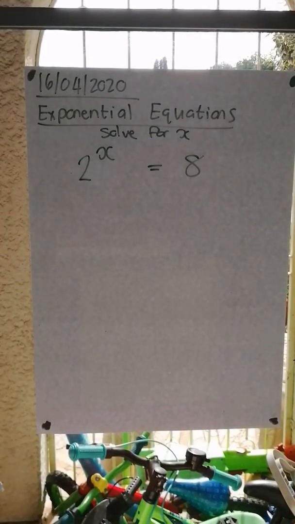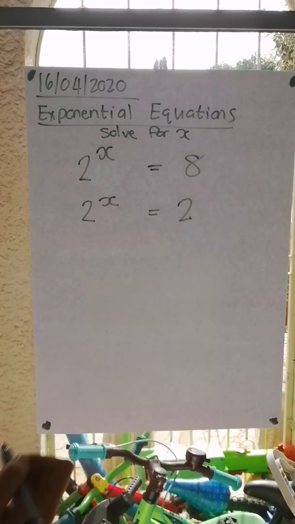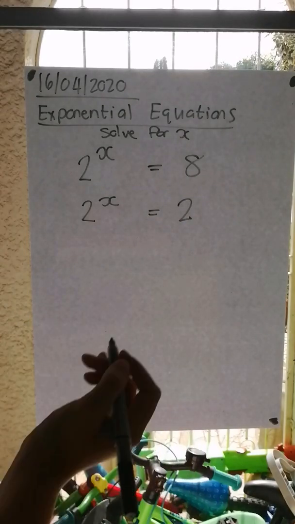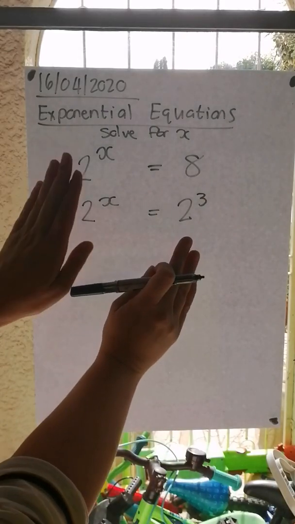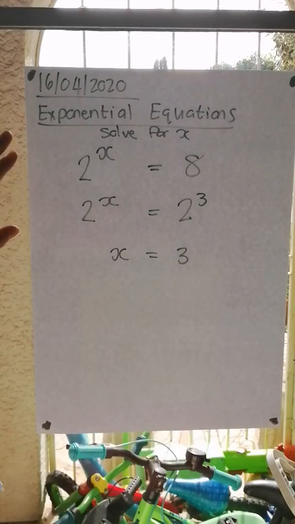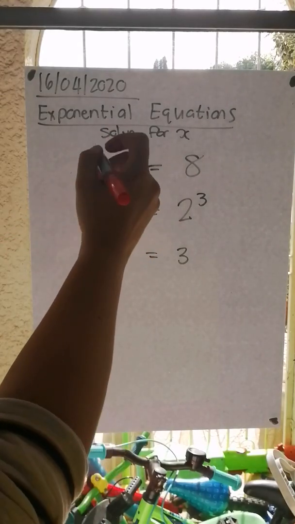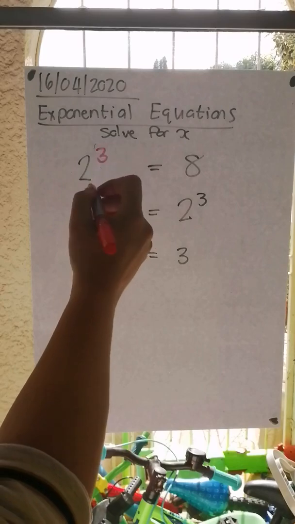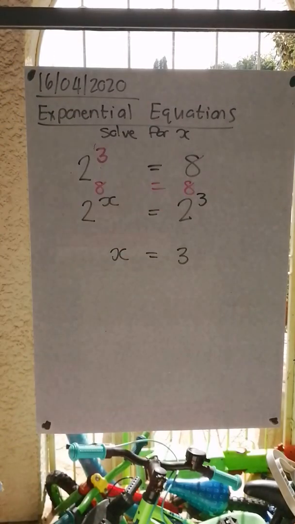Okay, can you remember how we do this? The first step would be to make the bases the same. So I choose 2 because I can write 8 as an exponent with a base of 2, because 2 to the power of 3 gives me 8. Once I do that, I can ignore the bases and I end up with x equals 3. And that is true, because if I replace x with 3, 2 to the power of 3 is 8, and 8 equals 8. Hence, I've balanced out the equation.